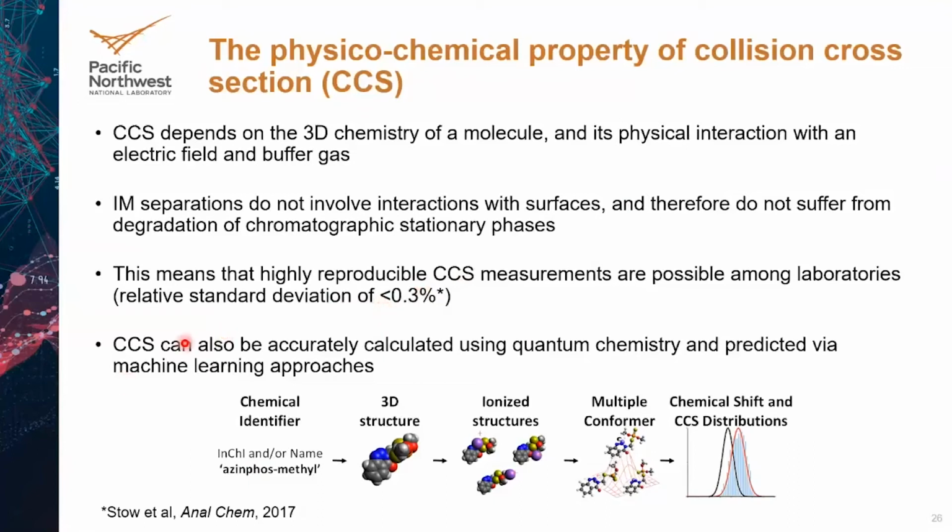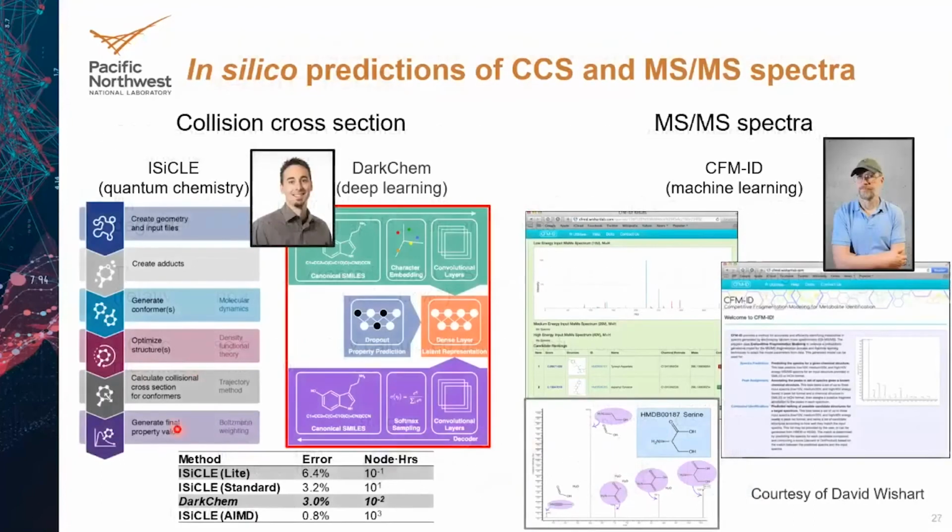CCS is also a property that can be accurately calculated using quantum chemistry from first principles, and it can also be predicted using machine learning approaches, which I'll talk a little bit about coming up. In our core, we use 2 different tools to predict collision cross-section.